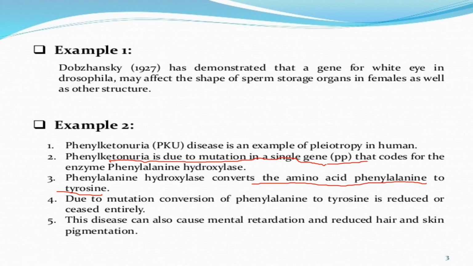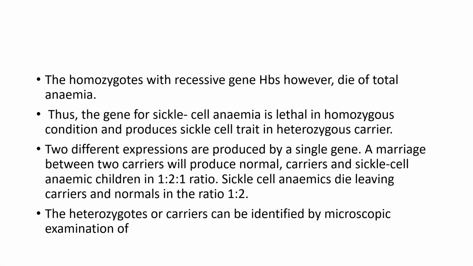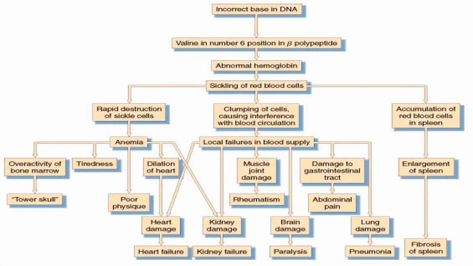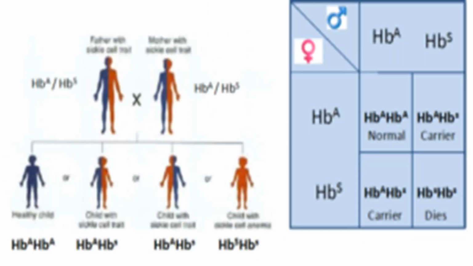So how is it caused? It is caused due to the mutation in the single gene PAH that codes for the enzyme phenylalanine hydroxylase. That is why phenylalanine hydroxylase converts the amino acid phenylalanine to tyrosine. Because of this altered conversion, it causes mental retardation and reduced hair and skin pigmentation. See here, incorrect bases in the DNA.